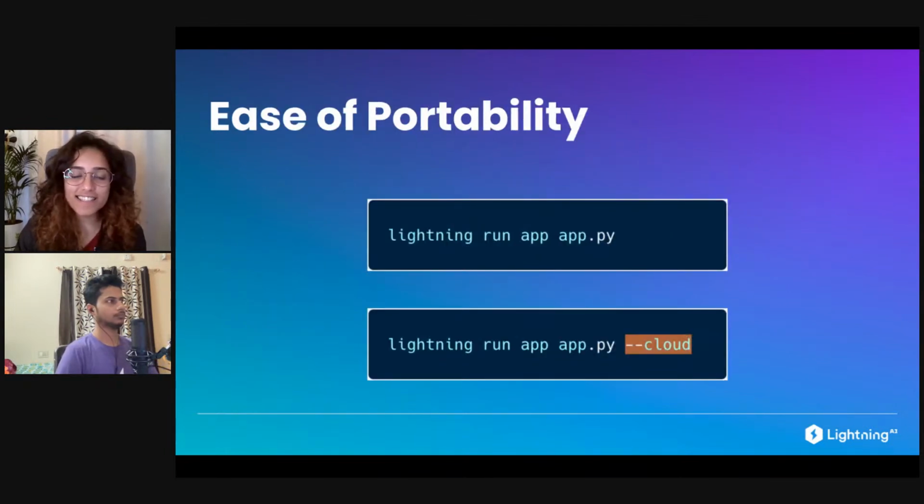The last thing is the ease of portability. So you're going to have the same experience building, debugging, and running your app, whether it's locally or on the cloud. So to run it locally, it's just the first command. So that's lightning run app.py. And to run it on the cloud, you're going to add dash dash cloud to this command. It's really as simple as that, and you're going to have a seamless experience whether you're doing it locally or on the Lightning AI platform.